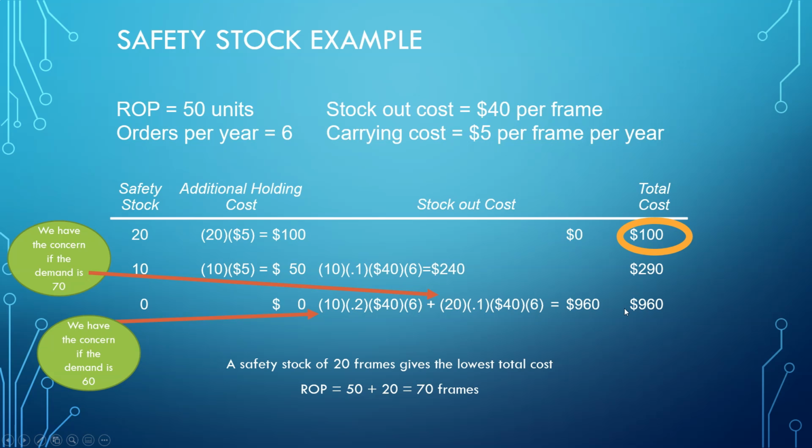So with 20 extra units in stock, considering the associated holding cost, it will still be cheaper than having a shortage or stockouts. If I have 0 safety stock, then the total cost will go up a lot more than having 20 in inventory and paying a holding cost on that.